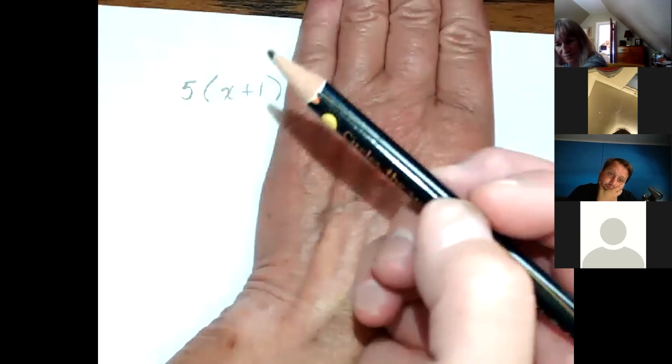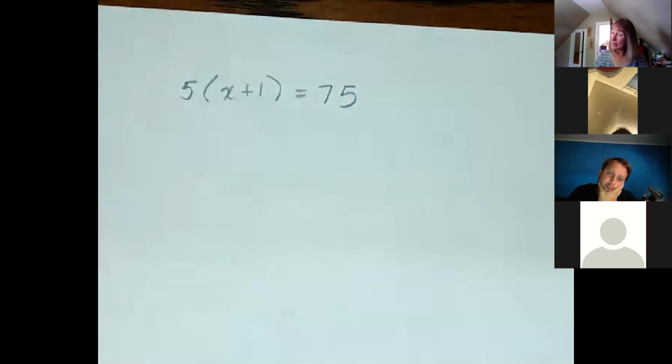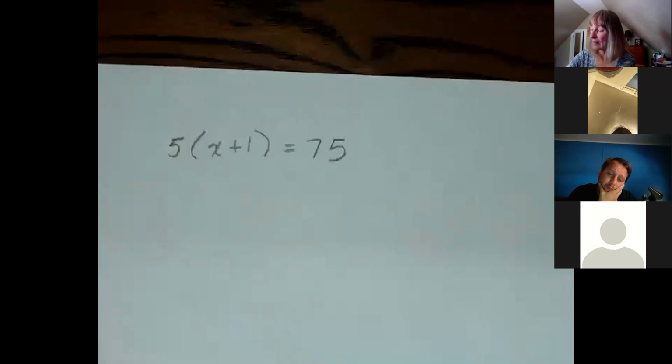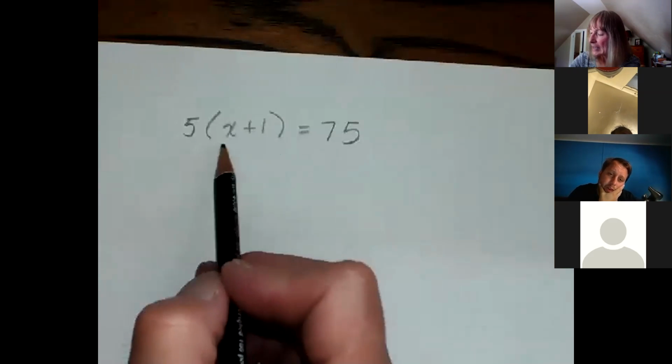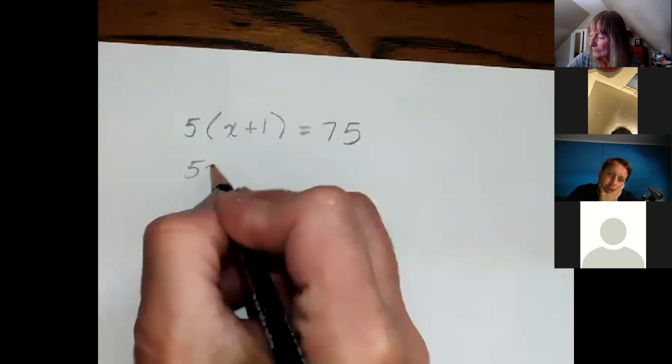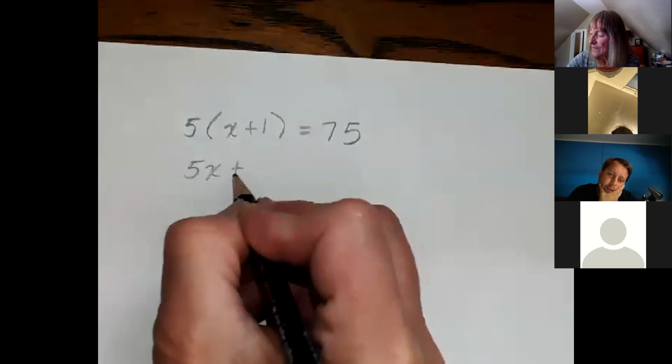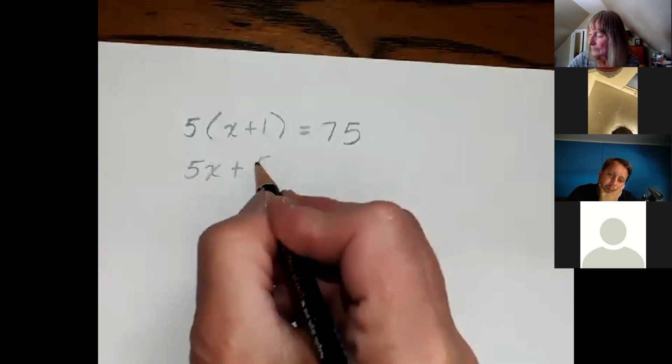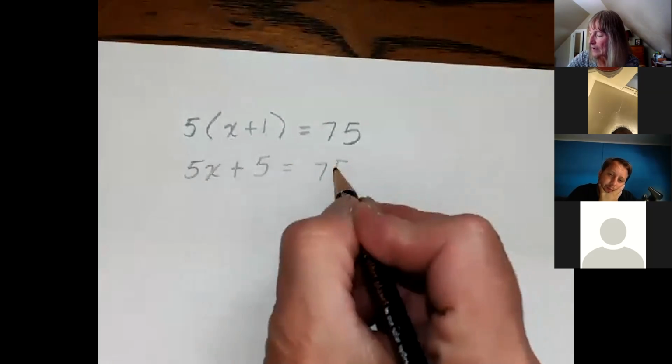So if we choose to use the distributive property here, it would be 5 times x, and 5 times 1, and that equals 75.